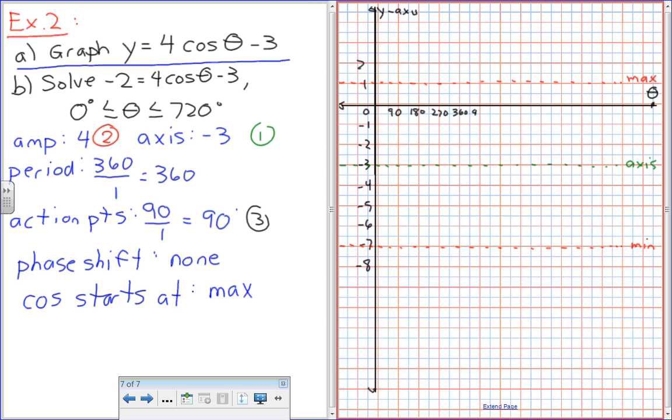Oh, no problem. Sure, I could have scrunched it a little bit more. But that's me counting by 90 to get to 720. Now, the reason I know I have to graph from 0 to 720 is because it tells me right here when I'm solving. If you want to leave a little bit more space, feel free, but you're going to need at least 8 squares to the right.